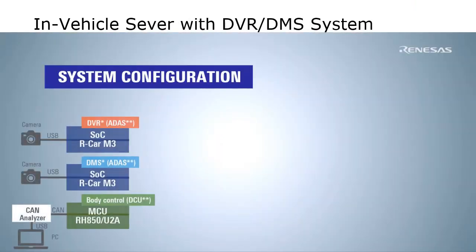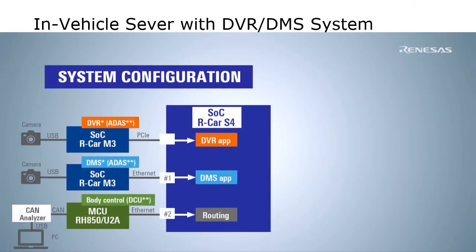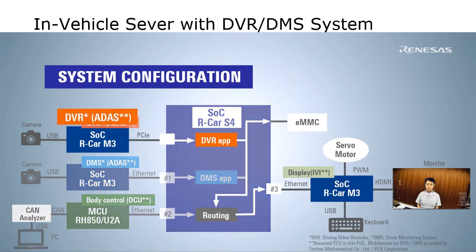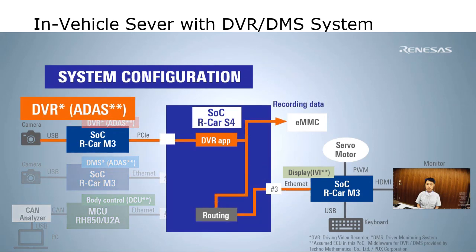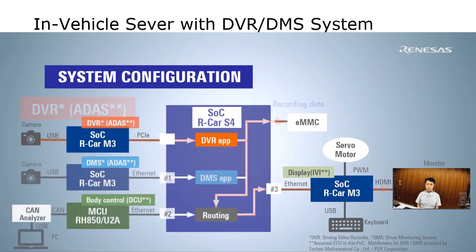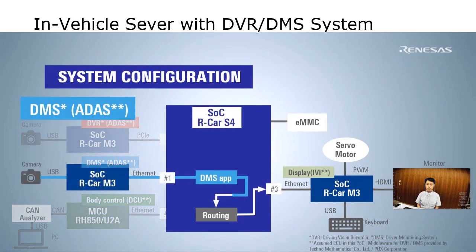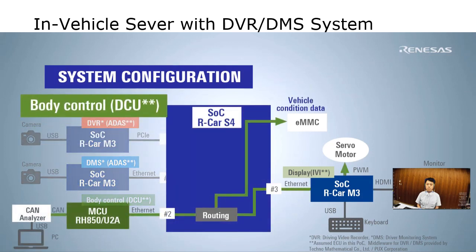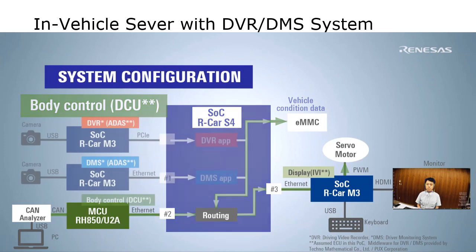In this proof of concept, the in-vehicle server performs video application processing as well as routing processing. The three applications are DVR, DMS, and body control. The in-vehicle server CPU performs real-time encoding for DVR and face detection for DMS on the video input from the camera. In addition, CAN signals for motor control and vehicle condition from the CAN analyzer are input to the in-vehicle server via MCU.